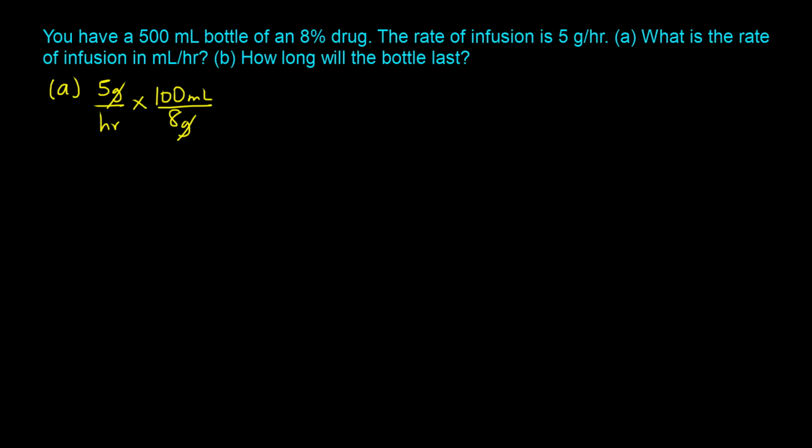And since we are using dimensional analysis, we can essentially multiply all the terms in the numerator. So that will be 5 grams times 100 milliliters divided by 1 hour times 8. And that should be equal to 62.5 milliliters per hour. Let's now take a look at part B of the question.